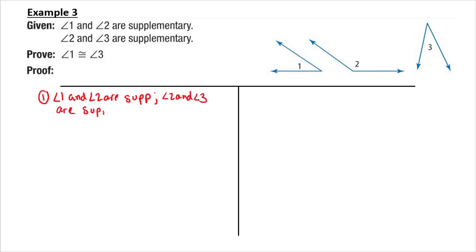I typically write the given, everything in the given first, because then I pull pieces from that. So my second step, now pull something from this. Write something about the fact that 1 and 2 are supplementary. Well, I know that 1 and 2 are supplementary. They equal 180. And 2 and 3 equals 180.